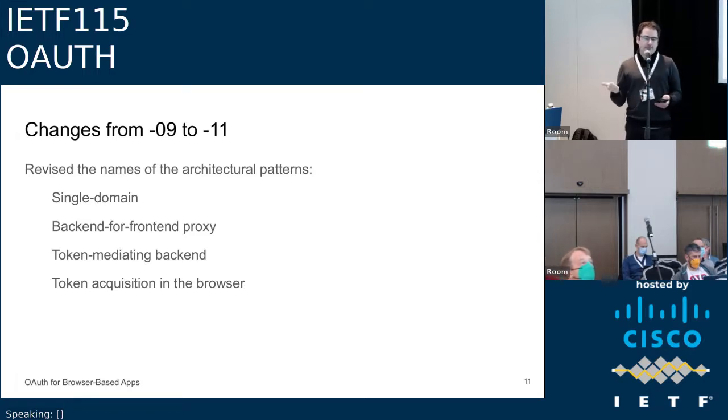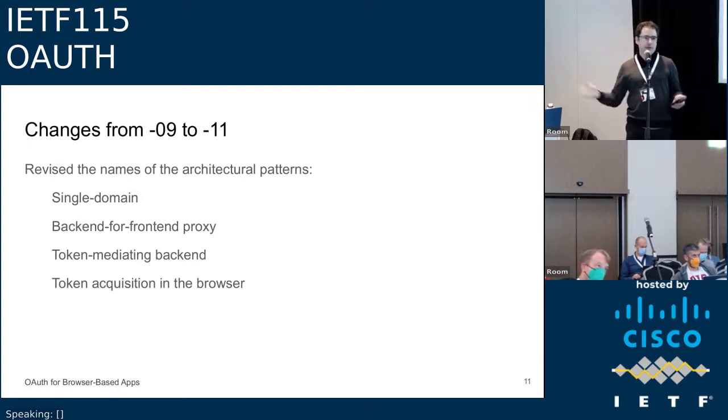The single domain architecture is just when your client runs at a URL that's the same domain as the AS. These names are names that have changed, but the patterns have been there for a while now. Backend for front end proxy, that's the one where the backend basically has its own session to the front end, and the backend does everything.